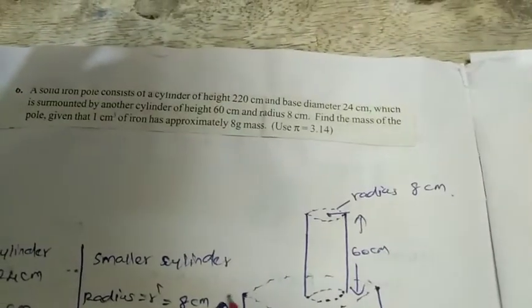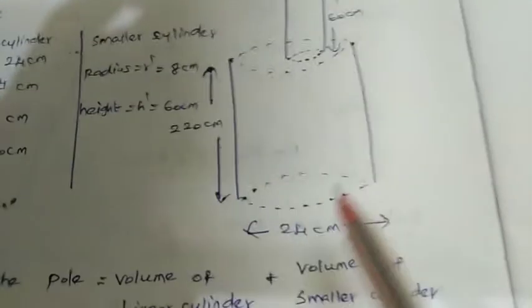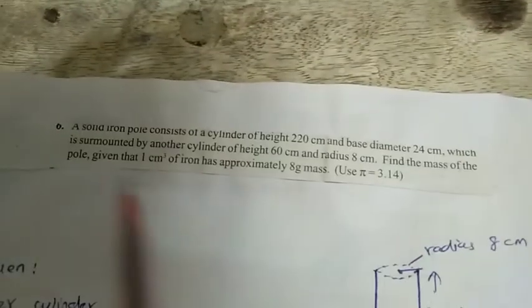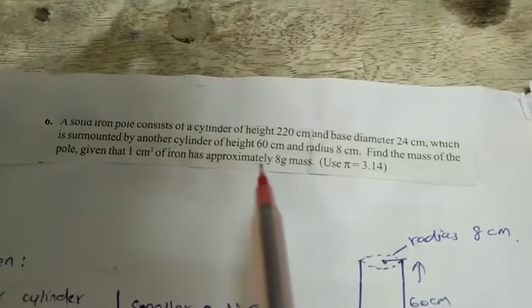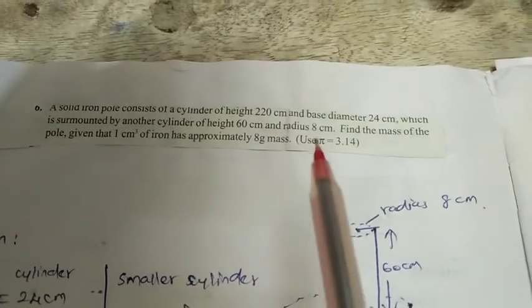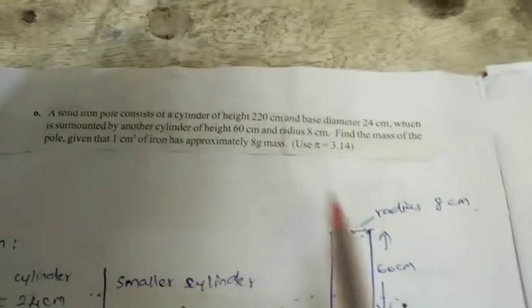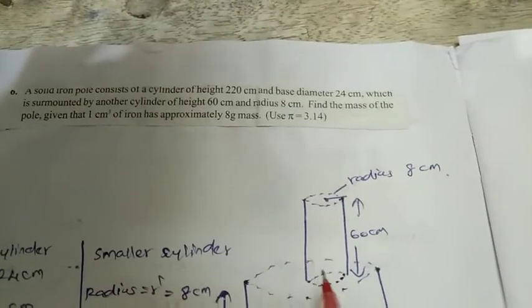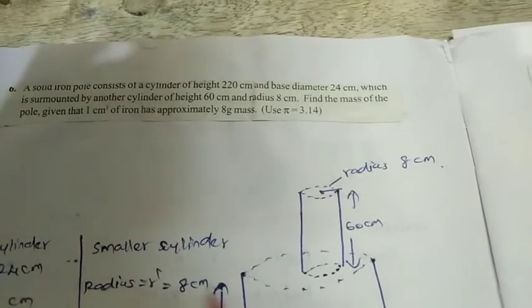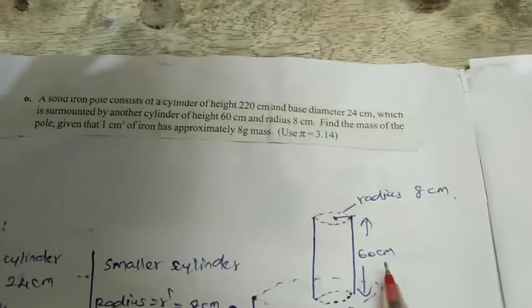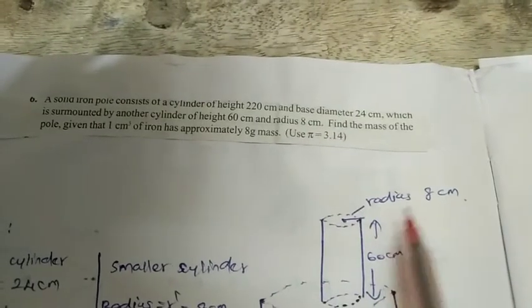So you have a cylinder form. This cylinder is given height 220 centimeter and base radius 24 centimeter, which is surmounted by another cylinder of height 60 centimeter and radius 8 centimeter. So another cylinder whose height and radius are smaller than the previous one, so that we can draw a smaller cylindrical part above the previous cylinder. Its height is given as 60 centimeter and radius 8 centimeter.